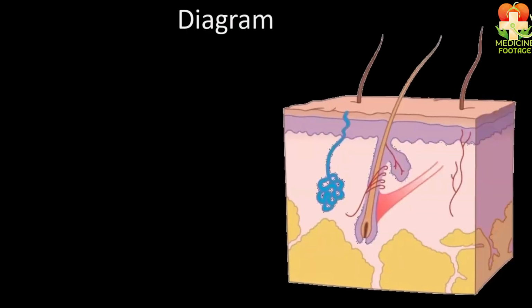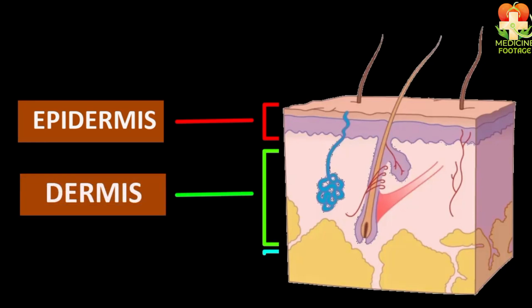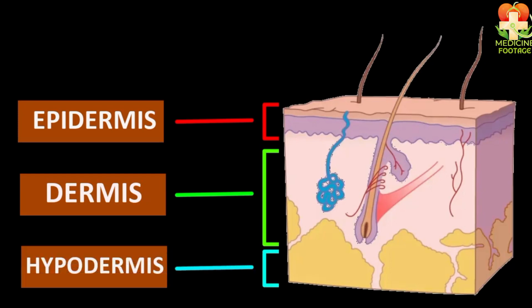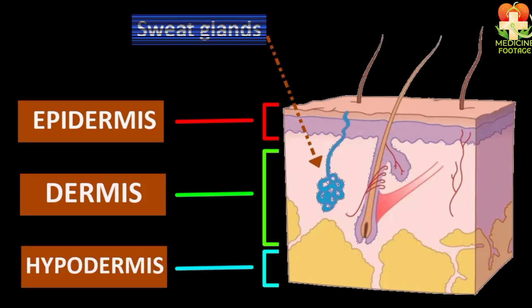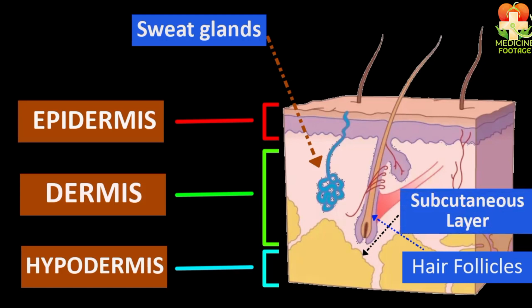Let's explore the skin with a diagram. You can see the structure of the skin. You can see several components in this diagram. The outermost layer is the epidermis. The middle layer is the dermis, and the innermost layer is called the hypodermis. Here, you can also see the sweat glands, right? You can see the hair follicles, correct? And at the very bottom, below the hypodermis, you can see the subcutaneous layer.